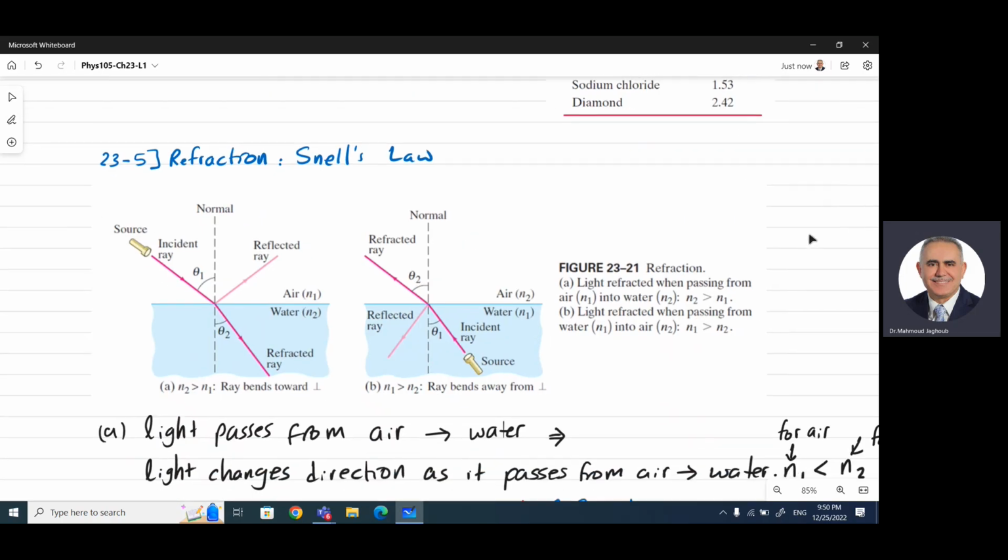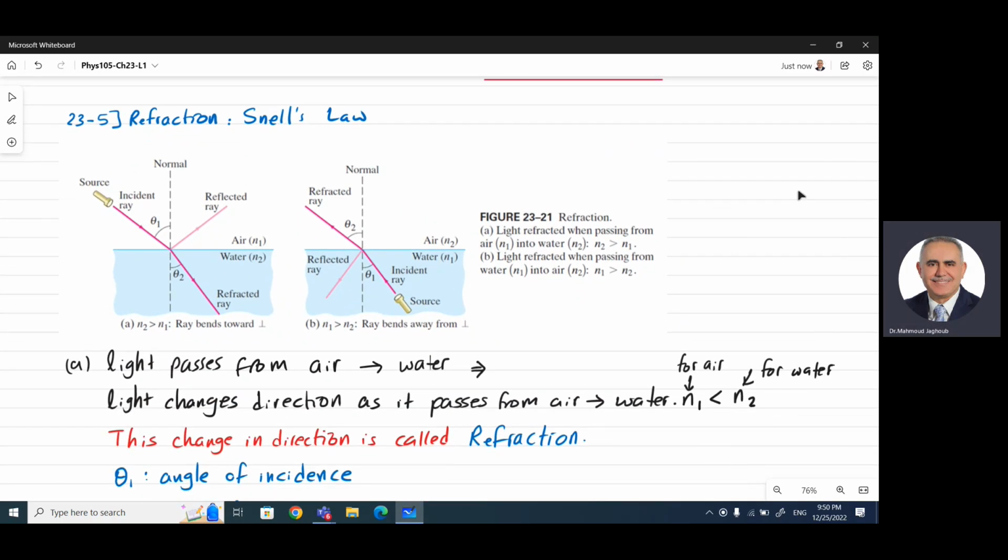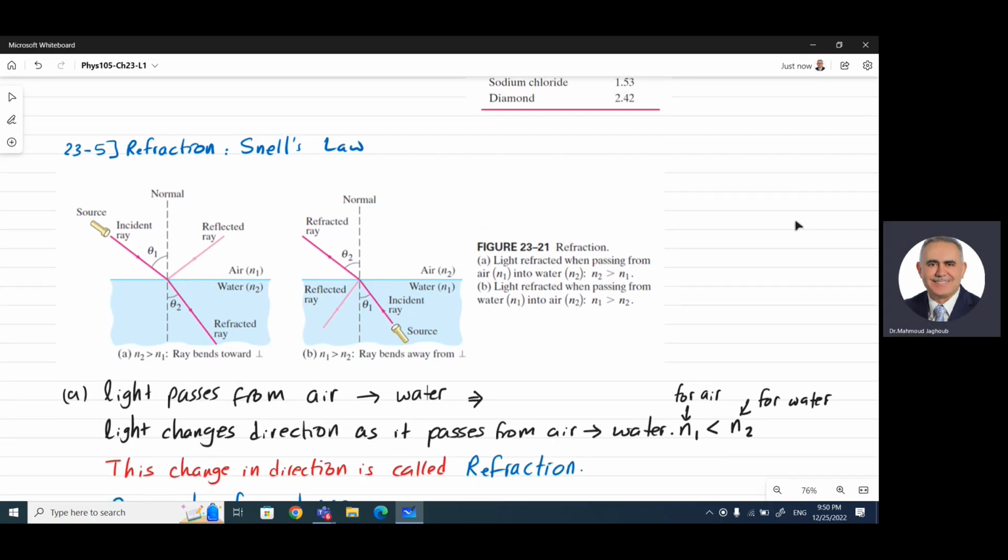Now how do we deal with refraction of light? There is a law that deals with refraction of light. Refraction means bending. This law is called Snell's law. It tells us how to deal with light as it moves from one medium of a given refractive index into another medium of a different refractive index.